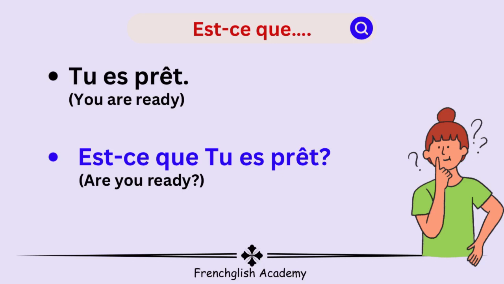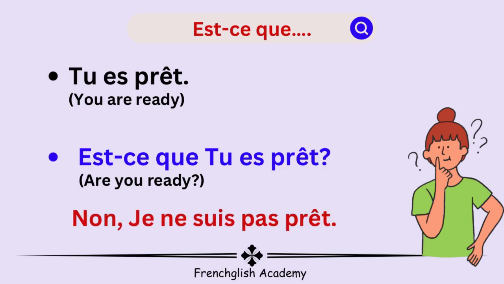If the answer is yes, the structure is like this. Oui, je suis prêt. And if the answer is no, the structure is like this. Non, je ne suis pas prêt. If you want to be more professional like other French speakers, you can say non, je suis pas prêt.